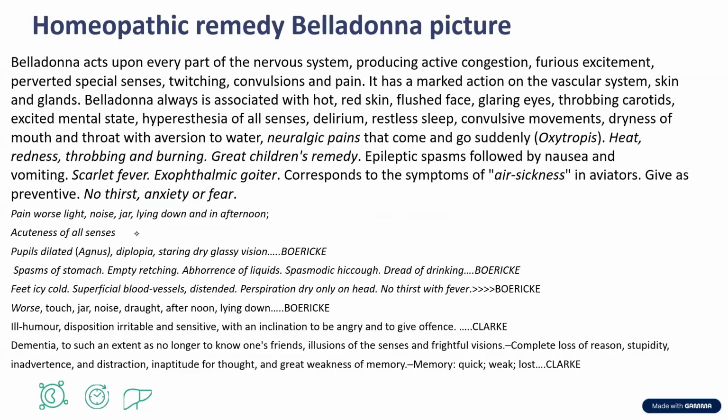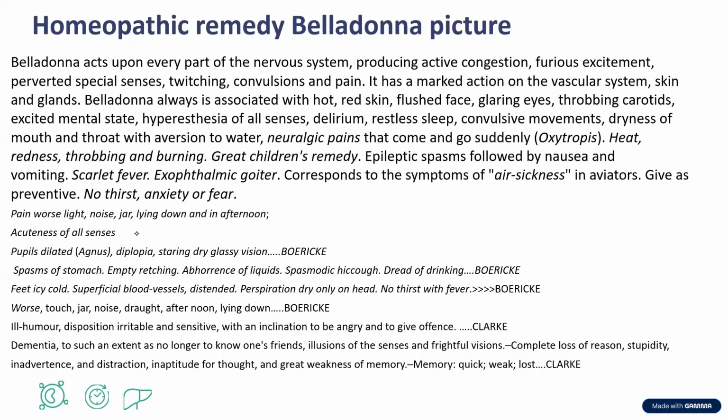Homeopathic remedy, belladonna picture. As you will read through Boericke and Clarke, you will see that the belladonna picture has every symptom which shows low acetylcholine. Belladonna acts upon every nerve part of the nervous system, producing active congestion, furious excitement, perverted senses, twitching, convulsions, and pain. It has a marked action on the vascular system, skin, and glands.